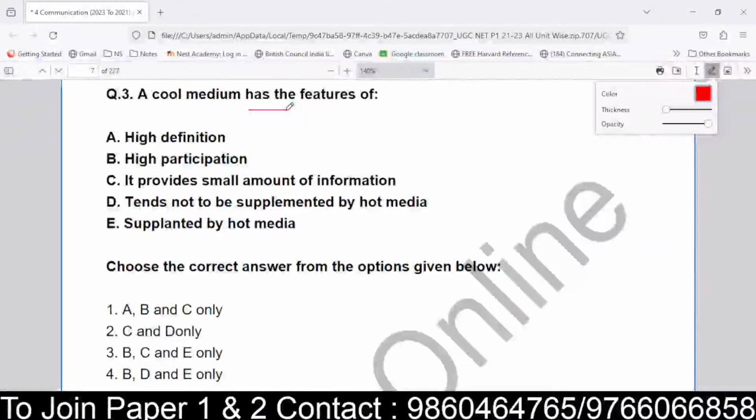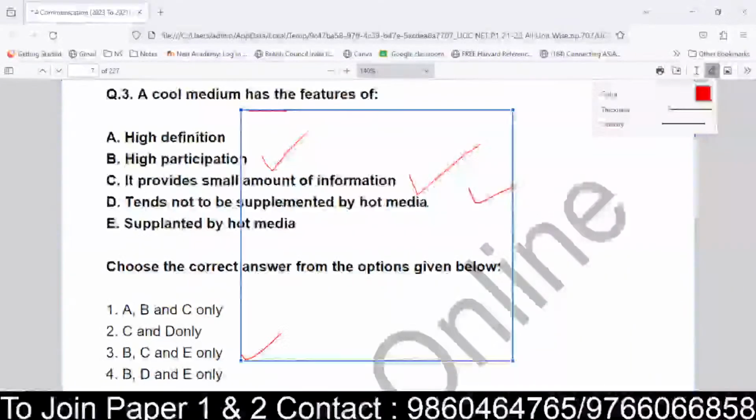I'm talking about cool medium. So from all the given options, if you see option C, that is high participation, yes, a small amount of information, yes, and it tends not to be supplemented by hot media. So it is basically something which isn't gotten because of hot media, is something a cool media indicates.